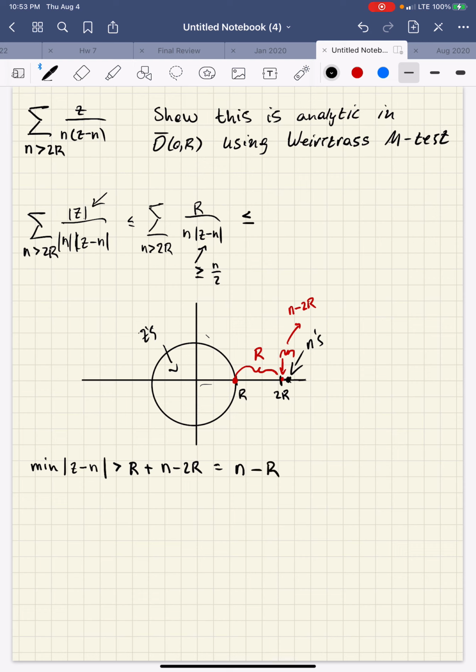Remember that we're considering n's greater than 2r. What does that mean? It means that n over 2 is greater than r. So we can say that this is definitely bigger than n minus n over 2. And why is that? Because n over 2 is bigger than r, so we're subtracting off more. So then this is equal to n over 2. So n over 2 is strictly less than the absolute value of z minus n, as desired.